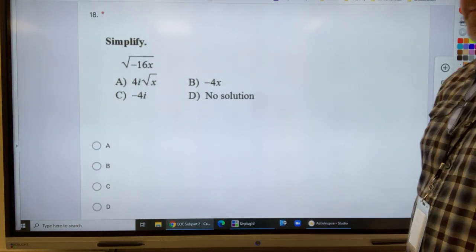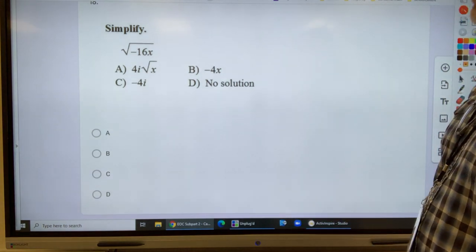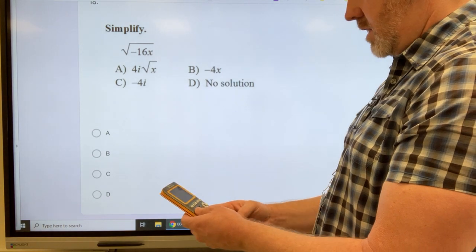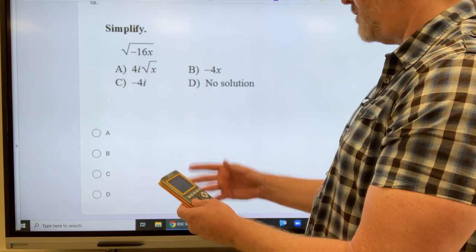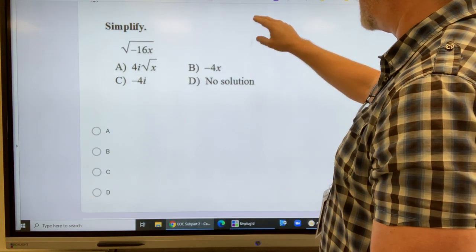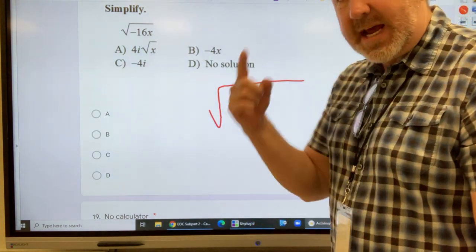Remember, you've got to show your work on this stuff. Okay, this is very similar. Square root of negative 16. Oh, we're back to square root this time. I had cube root stuck in my head, which is dangerous.